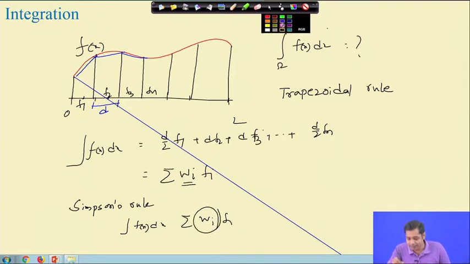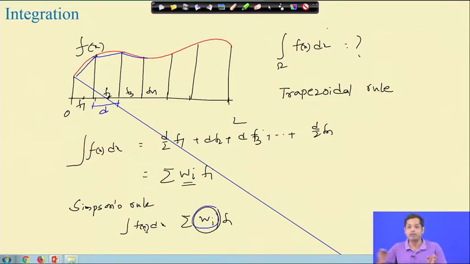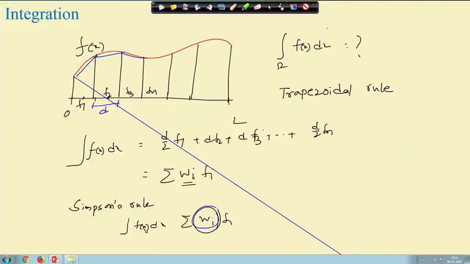The essence remains the same, whether you use Simpson's rule or the trapezoidal rule: you break the domain into small segments, calculate the function values for each segment, multiply them by some weights, and then sum them up. So, depending on how you calculate these weights and how you divide the entire domain into small segments, there are different methods.